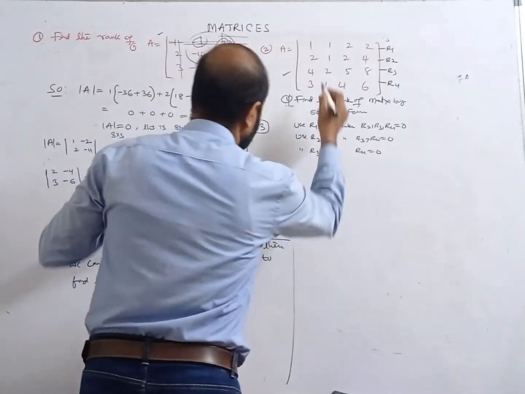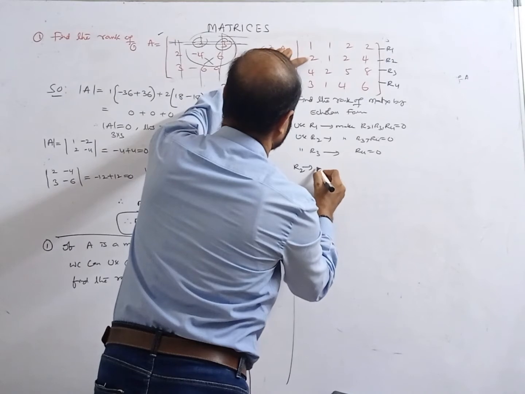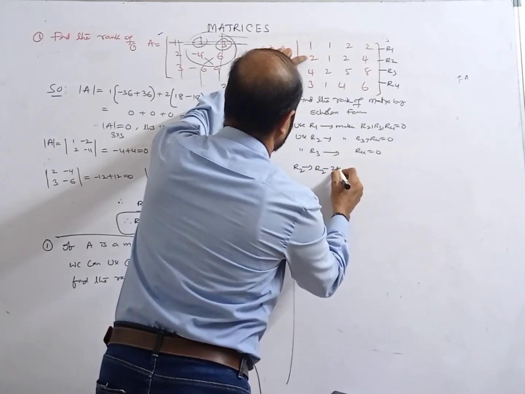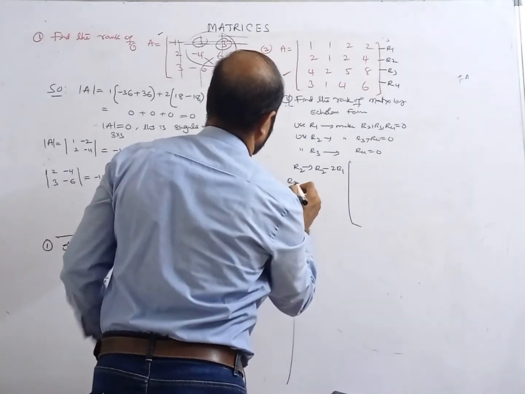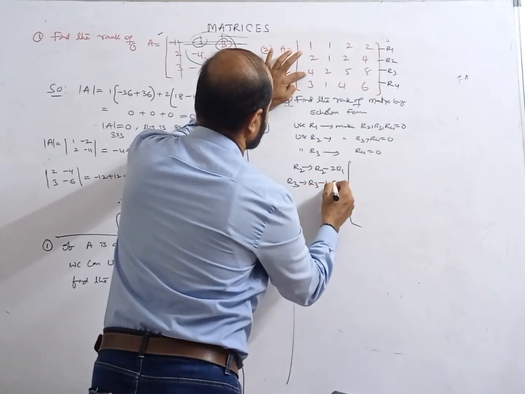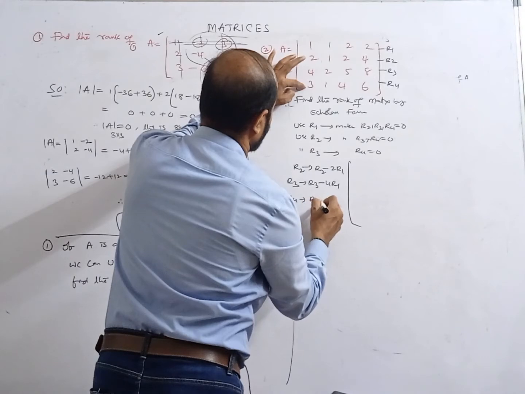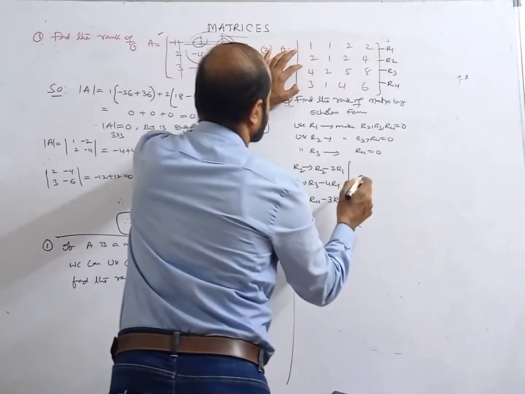Now, to make R2 zero, it is R2 minus 2R1, right? R2 minus 2R1. Next, R3: to make this zero, R3 minus 4R1. To make this zero, R4 minus 3R1, right? Clear?